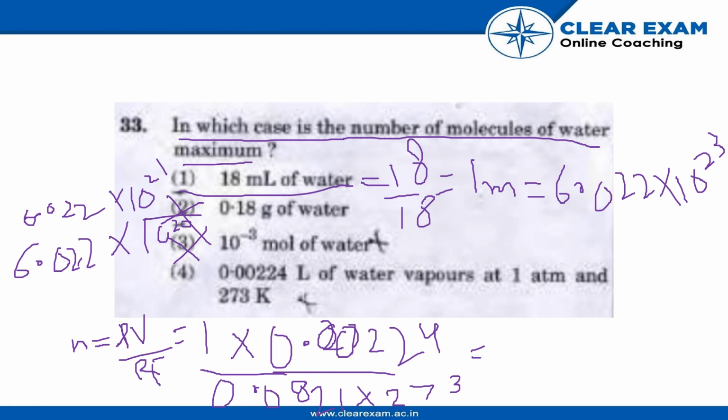So the value of n is 10 to the power minus 4 moles. That is also less than 10 to the power minus 3 moles. So this can't be. So our answer is 18 ml of water.